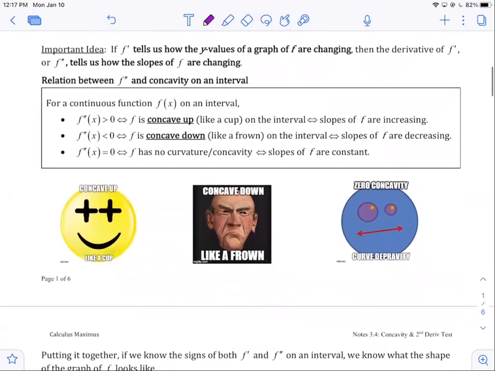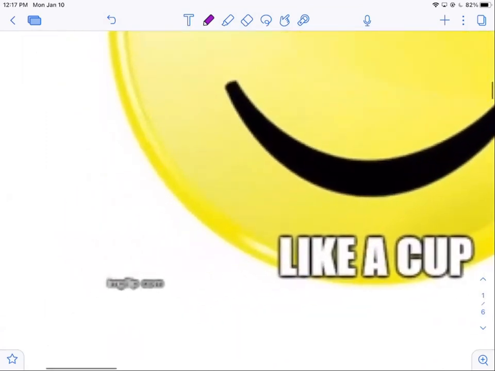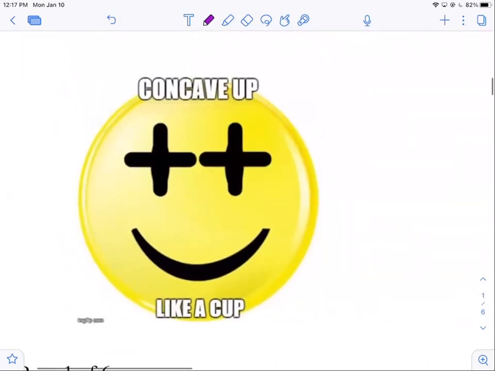Here's an interesting way to remember it, right? These are memes that I made up on imageflip.com, I think, back in the day. So yeah. So when the second derivative is greater than 0, the graph is concave up like a cup.